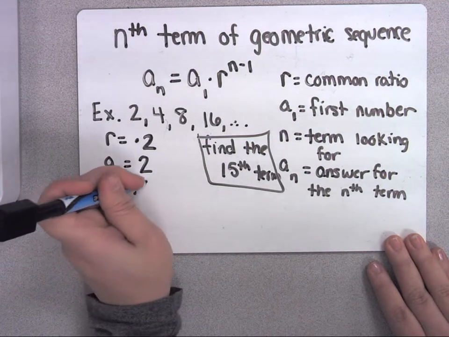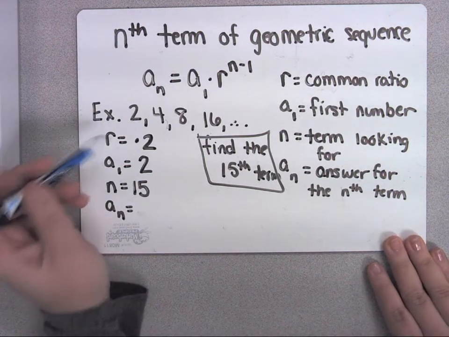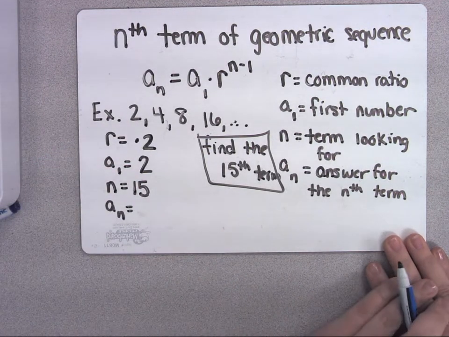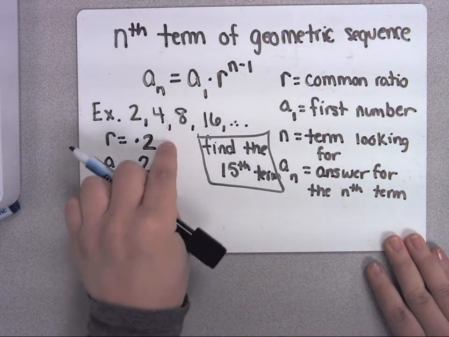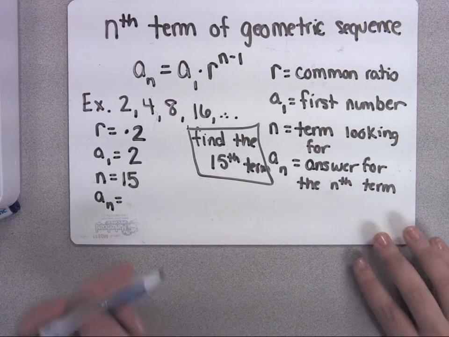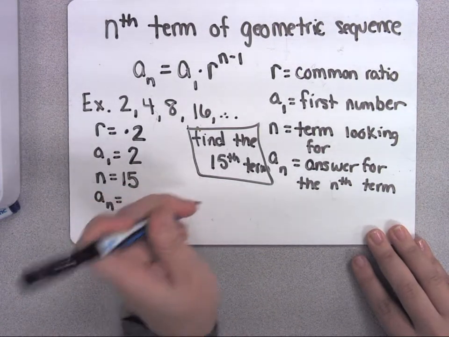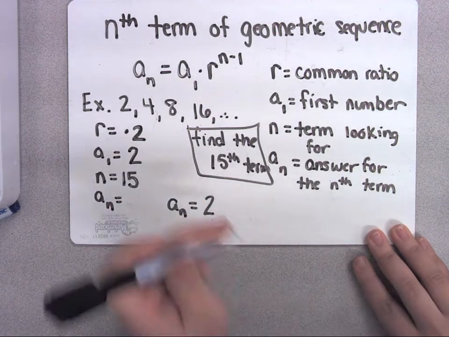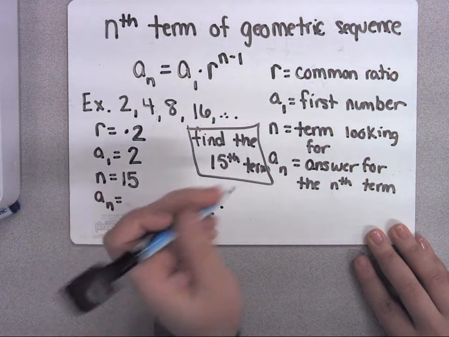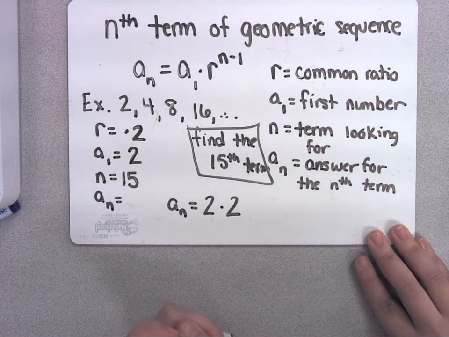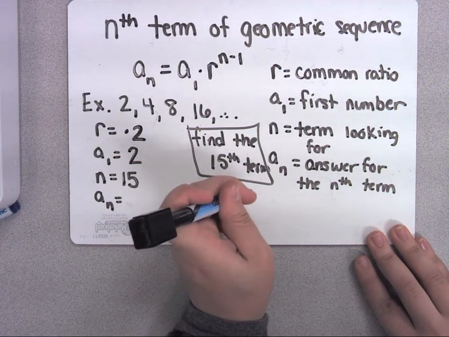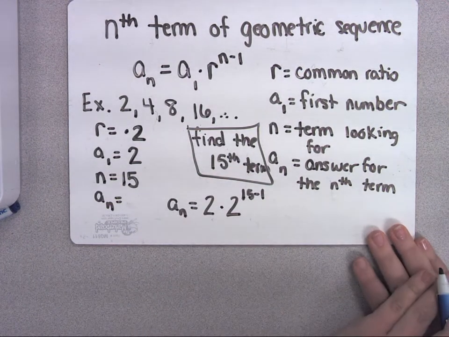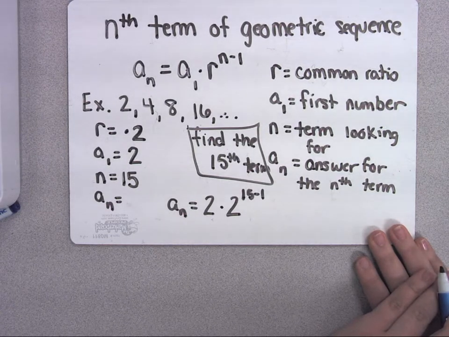N is going to be 15, because you need to have all but one thing about all your variables, so you can plug that in. So now let's plug our numbers into our equation. We still don't know what A sub n is. A sub n equals A sub 1 times R, which is also 2, to the n minus 1, which is 15 minus 1. Yes? We get where we're plugging all those in from.